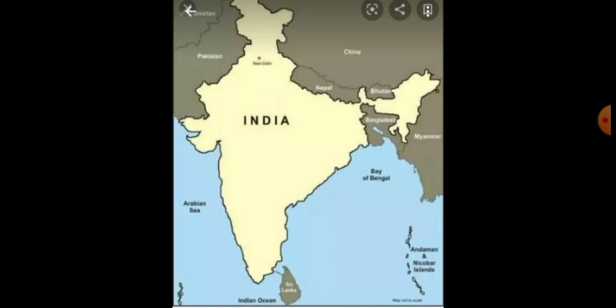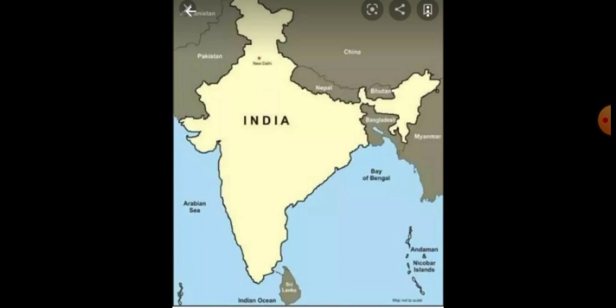Now you learnt India is the seventh largest country in the world and the second largest country in Asia. Then which mountain separates India from the rest of the continent? The Himalayan mountain. Then what are the neighboring countries of India? Pakistan and Afghanistan in the northwest, China, Nepal, Bhutan in the north, Bangladesh and Myanmar in the east.